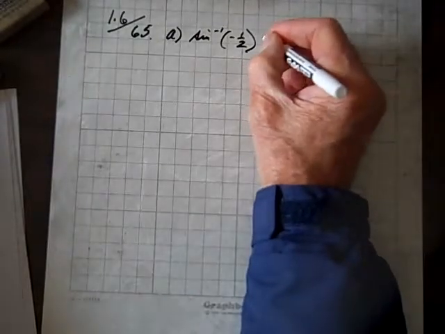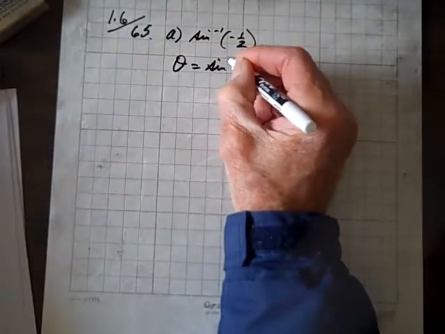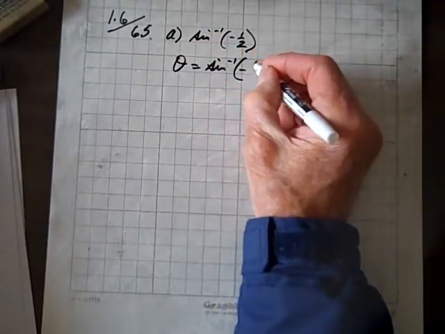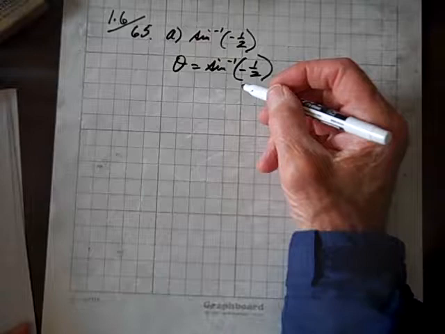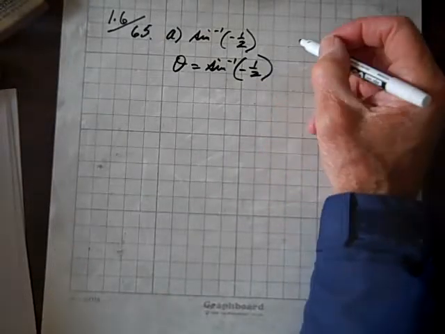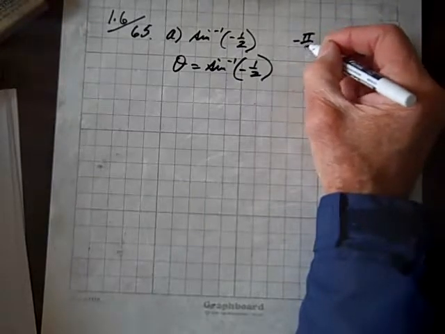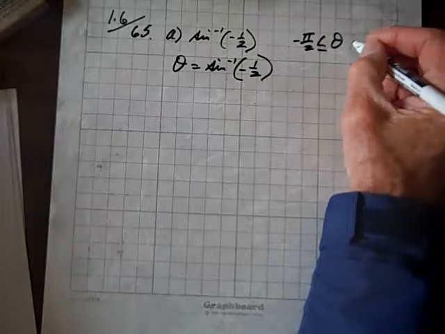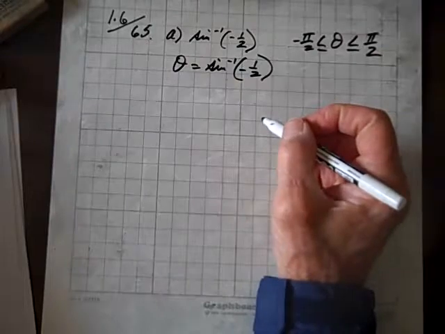Okay, now we're doing question 65, and we have to find the exact value. So we're going to claim theta equals the inverse sine of negative 1/2. Keep in mind the range for the inverse sine is negative pi over 2 is less than or equal to theta, which is less than or equal to pi over 2. So we're just talking about the first and fourth quadrants.